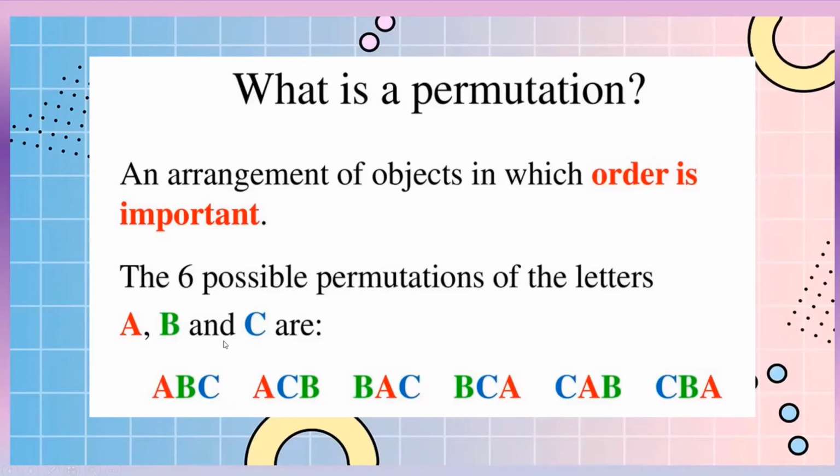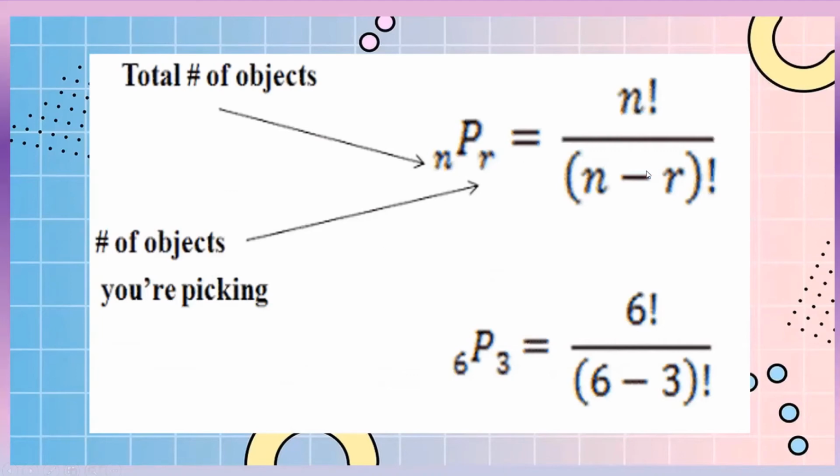Okay? So, in this example, we have 3 letters here and there are 6 possible permutations. Agree, there are 3 letters lang pero magkakaiba ng position. That's why there are 6. Now, this is the formula. NPR, N means the number of objects. P means permutation. R is the number of objects you're picking or the required number. So later you will understand once we solve the problem.